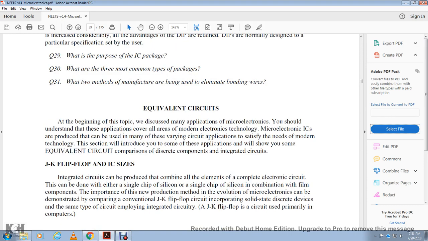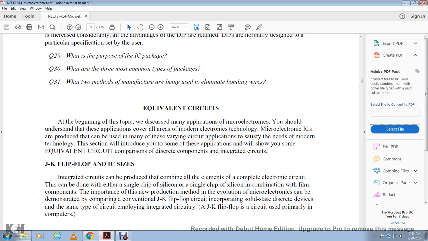Equivalent circuits. The beginning of the topic with more application of microelectronics. You need to understand these applications cover all areas of modern electronic circuit technique. The microelectronic integrated circuit can be used in many varying circuit applications to justify the need of modern technology. Some of the applications will use equivalent circuit comparison with the discrete components of the integrated circuits.